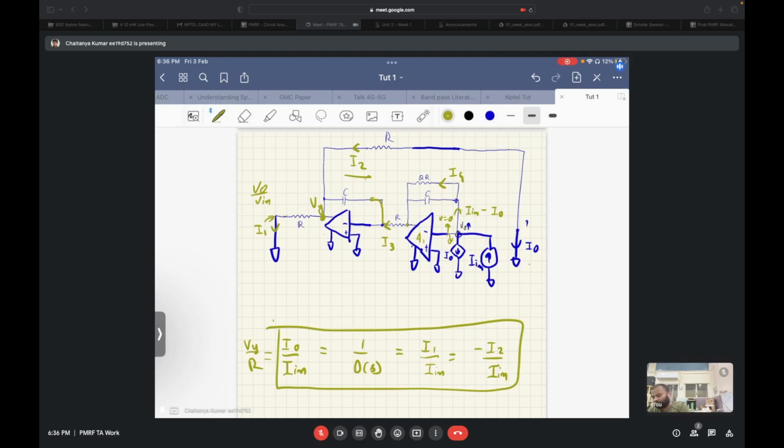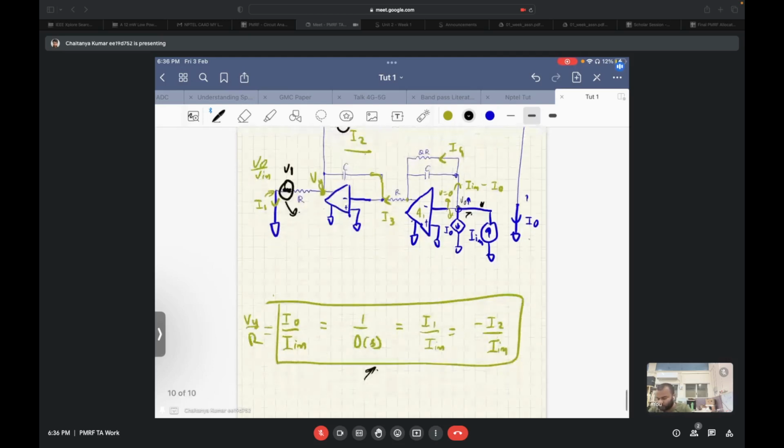So basically, 1 by D of S is the transfer function from the noise source. Let's mark it with different colors. If we have a noise source over here, let's call this V1. If we have a noise source over here, let's call this V2. So the transfer function from the V2 noise source to the output and from the V1 noise source to the output are the same, and that is 1 by D of S.